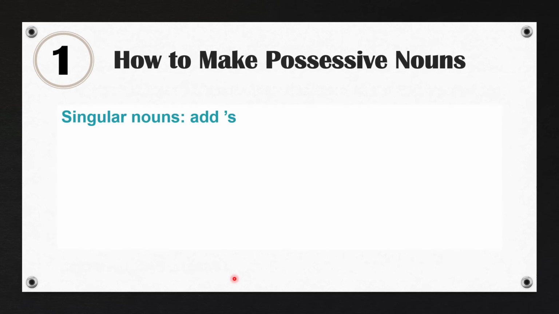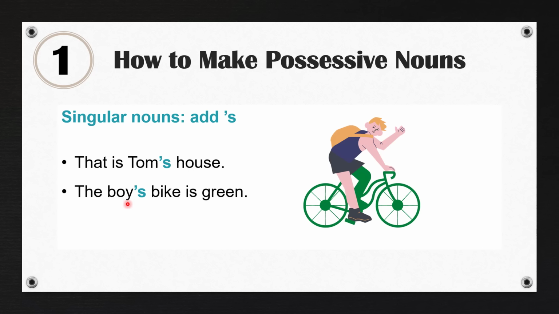So how do we make possessive nouns? The first rule is that with singular nouns, we add apostrophe S. For example, that is Tom's house. The house belongs to Tom. The boy's bike is green. This is the boy and this is his bike. So we say the boy's bike. My friend's pool is amazing. So all of these are singular nouns, Tom, boy, and friend, and so we add apostrophe S after the singular noun to make the possessive noun.